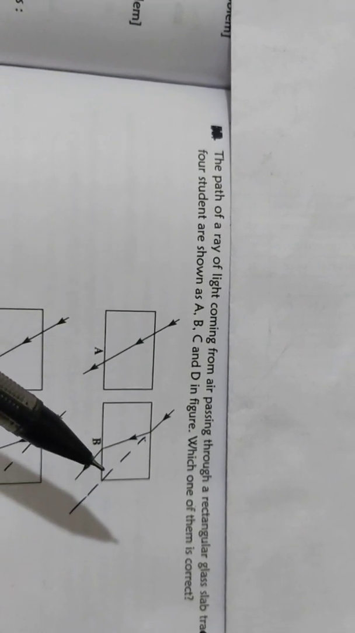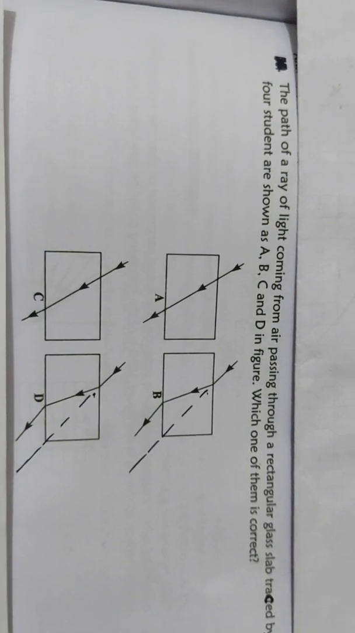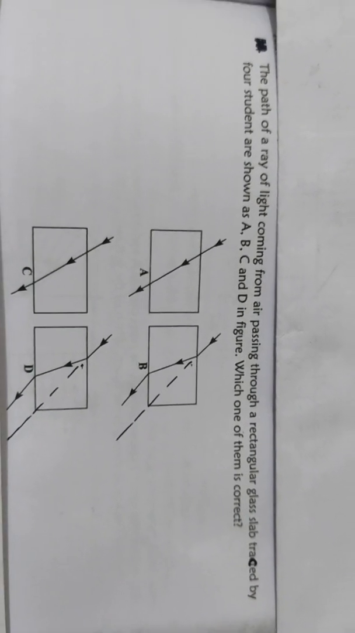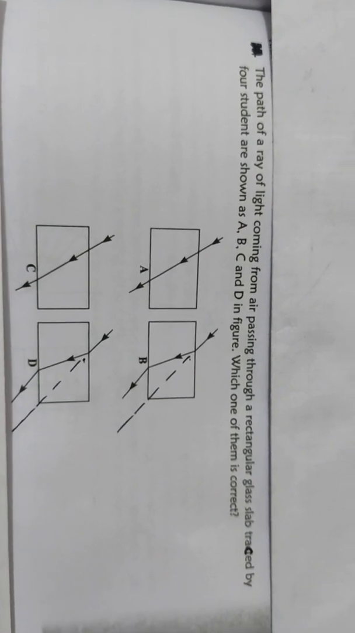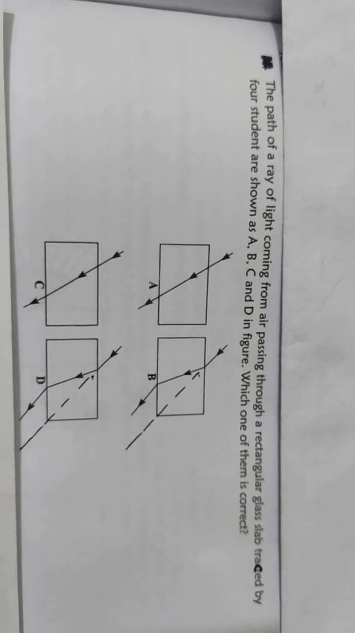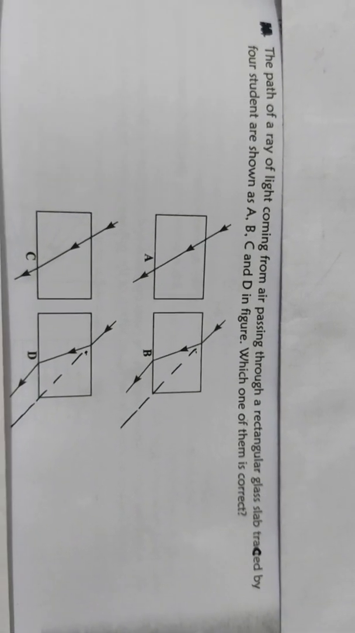So we can see that the incident ray and emergent ray are parallel to each other in both the cases, B and D. So actually both the options B and D are correct. So we cannot choose any one option. If such a question comes when there is an error in the question, we can choose either B or D. According to me, they should have drawn one other diagram instead of this.